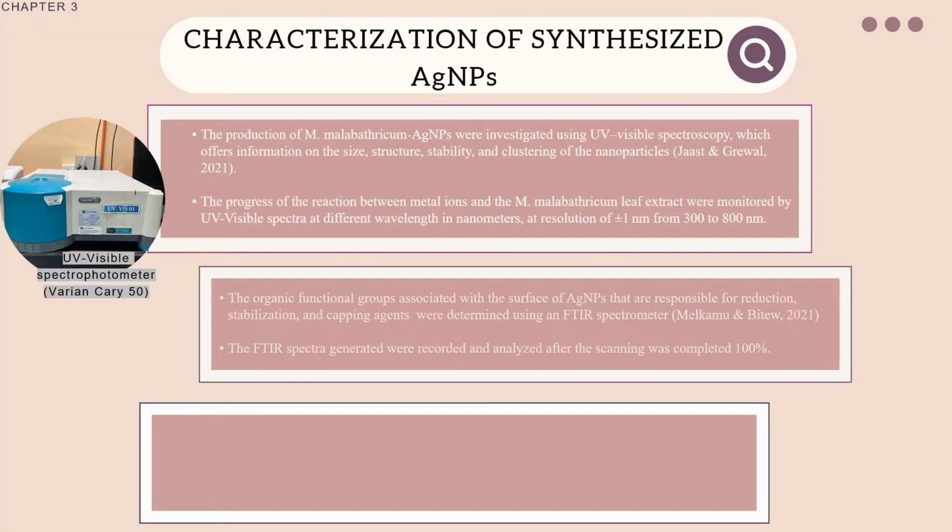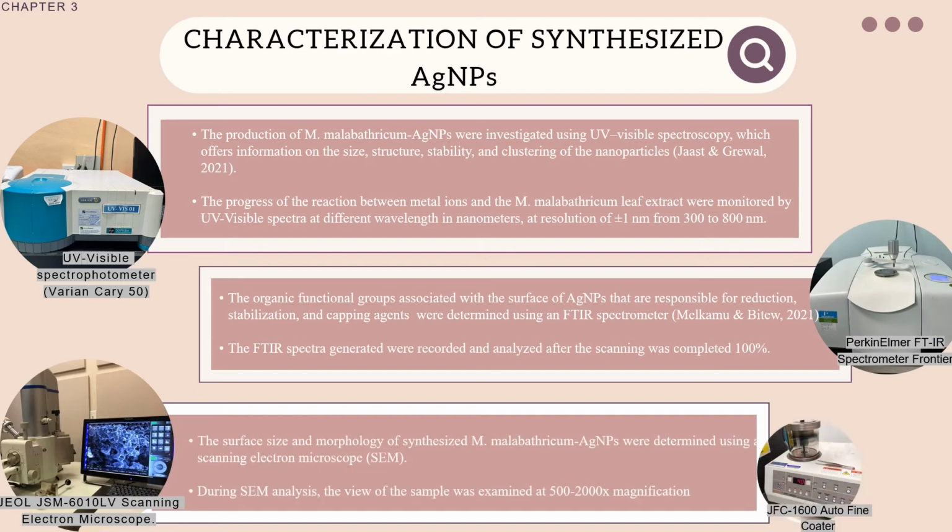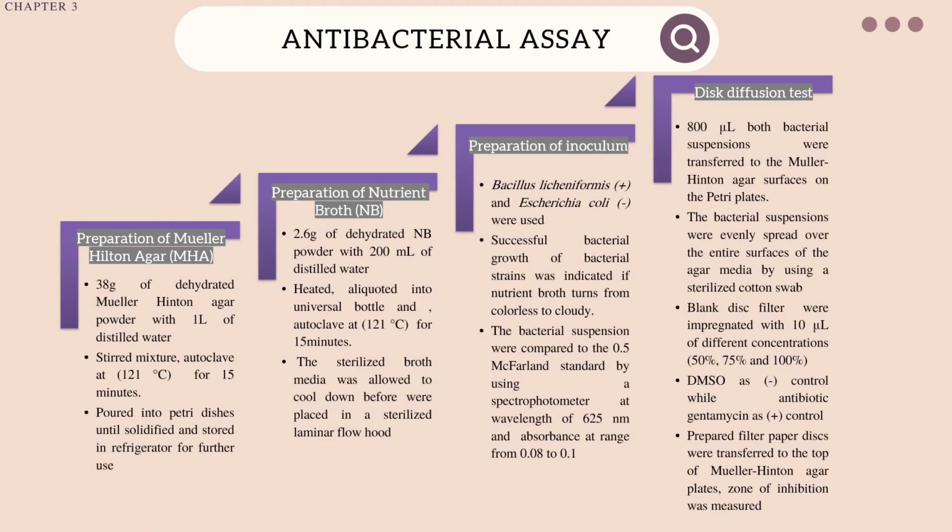For the characterization of synthesized silver nanoparticles, the production of Melastoma malabathricum silver nanoparticles was investigated using UV visible spectroscopy, which offers information on the size, structure, stability, and clustering of the nanoparticles. The progress of the reaction between metal ions and the leaf extract was monitored by UV visible spectra at different wavelengths from 300 to 800 nanometers. There are 4 steps that we use to conduct the antibacterial assay: preparation of Mueller-Hinton agar, preparation of nutrient broth, preparation of inoculum, and disc diffusion test.